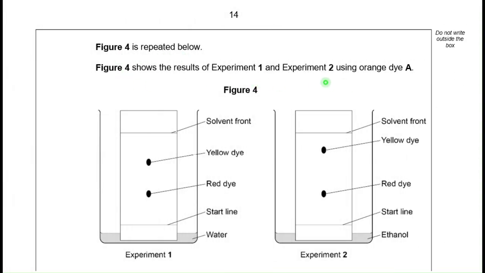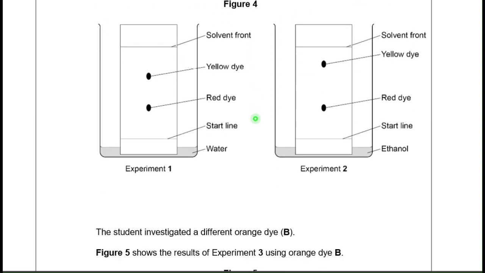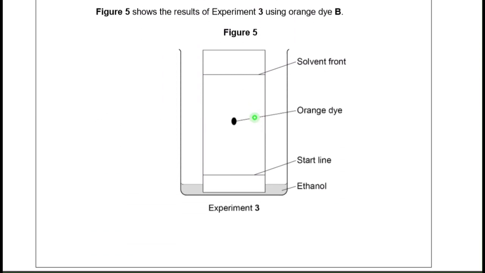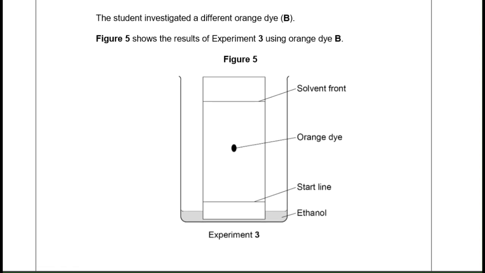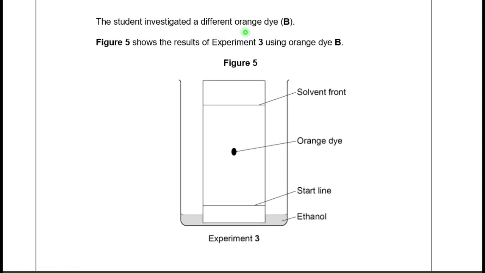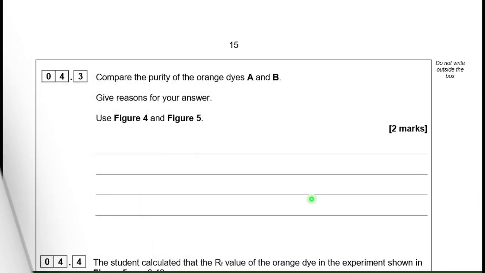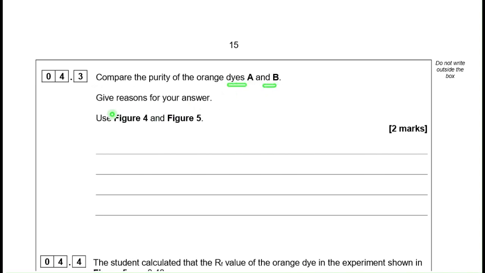Figure 4 shows the results of experiment 1 and experiment 2 using orange dye A. A student investigated a different orange dye, B. Figure 5 shows the results of experiment 3 using orange dye B. Notice there's only 1 spot. Question 4.3. Compare the purity of the orange dyes A and B. Give reasons for your answer and use figures 4 and 5, for 2 marks.